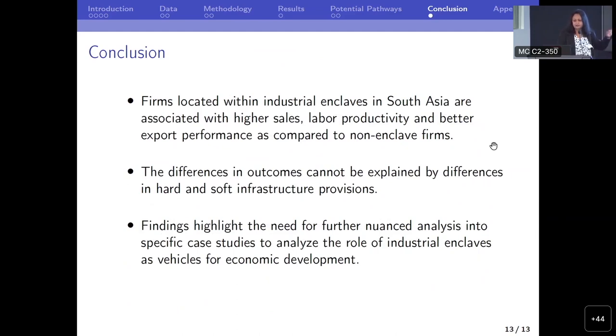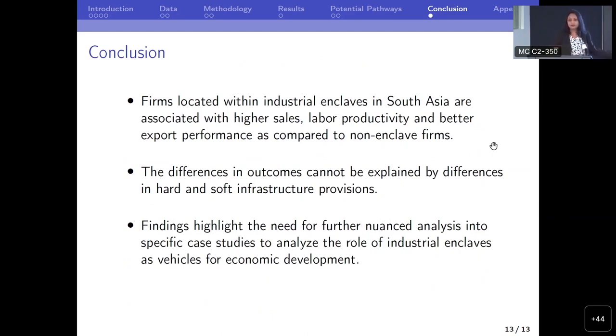And so then with the analysis that I've done so far, I can conclude that yes, data does show that firms located within an industrial enclave are systematically doing better in terms of sales, labor productivity, export potential, and export magnitude as compared to firms that are not located inside. However, if then what should follow is, yes, it's because they have better access to those infrastructural facilities that the industrial enclaves are supposed to provide, then that is not what data shows either.